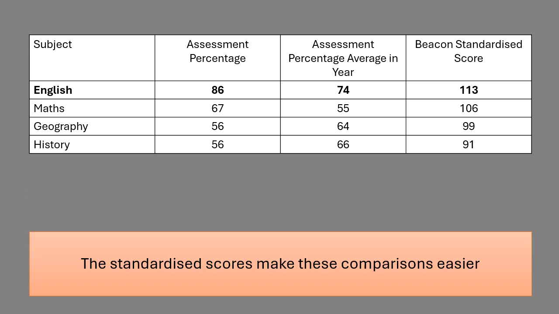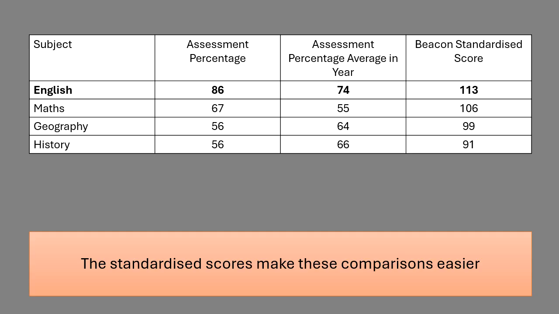So the standardised scores make it easier to do those comparisons, and the standardised score is set up so that the average standardised score for the year group is 100. Getting more than 100 means that you're above average, and less than 100 means you're below average. And the more above 100 it is, the more above average you are, and the more below 100 it is, the further below the average you are.